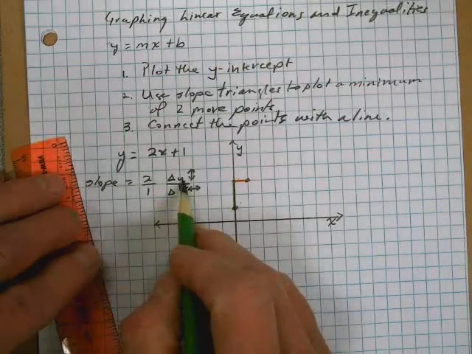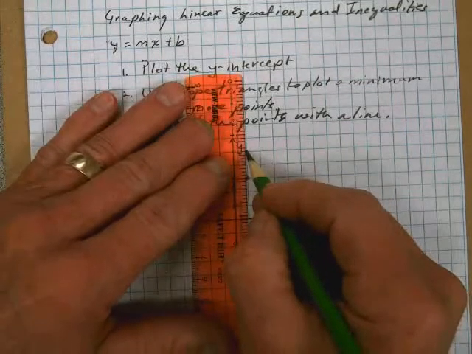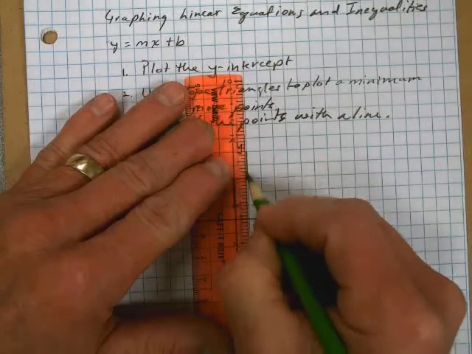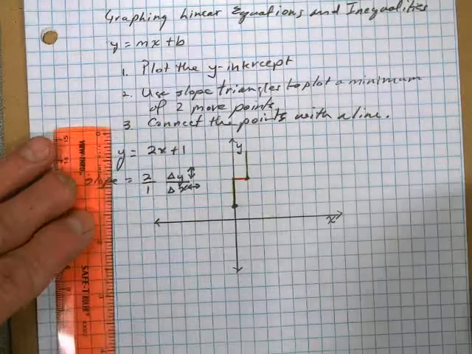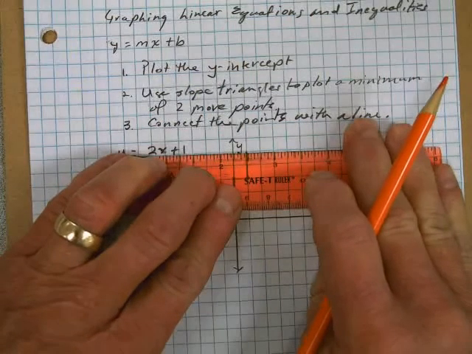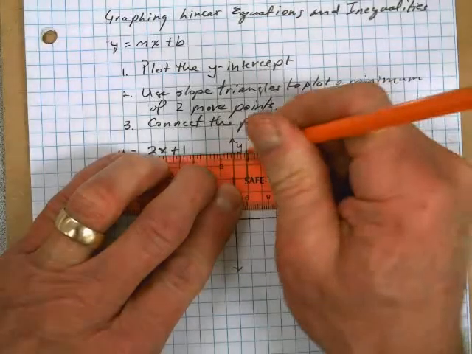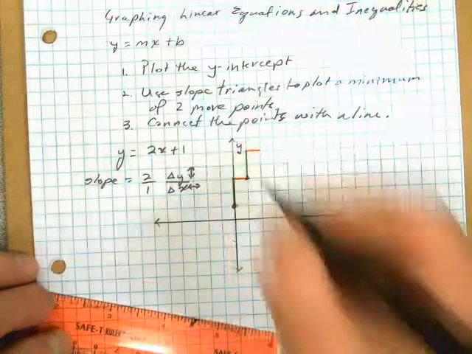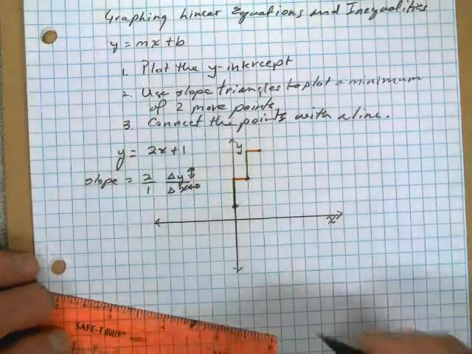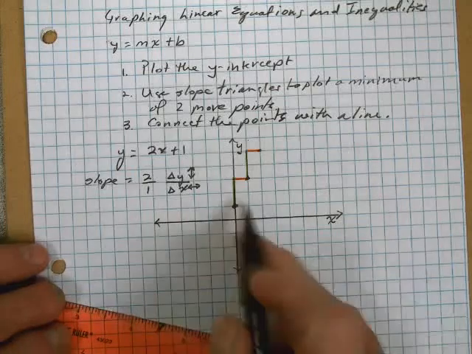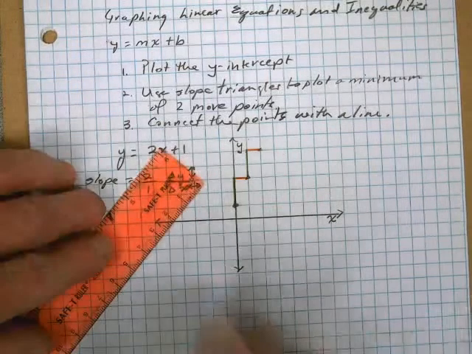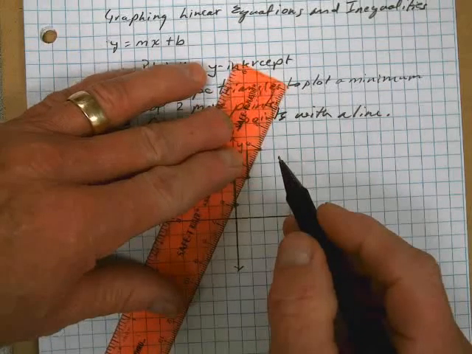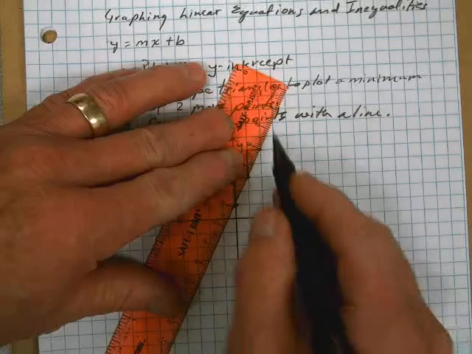I'm counting up 2. Delta y is up 2. And delta x is right 1. Since both of those values are positive, we're counting up and to the right. If one of them were negative, we'd be counting down and to the right. Another point. So I've plotted 2 more points besides our beginning y-intercept. I'm going to connect those 3 points with a line.